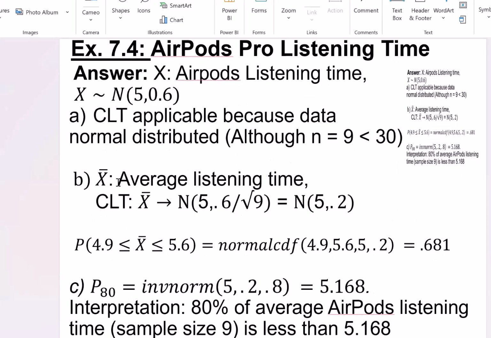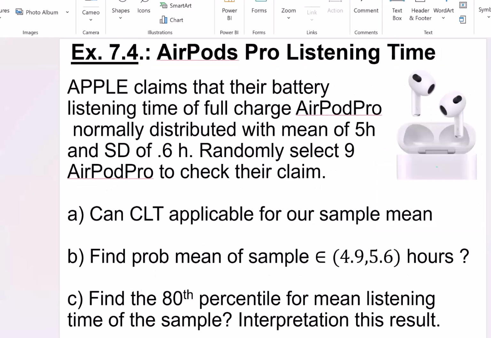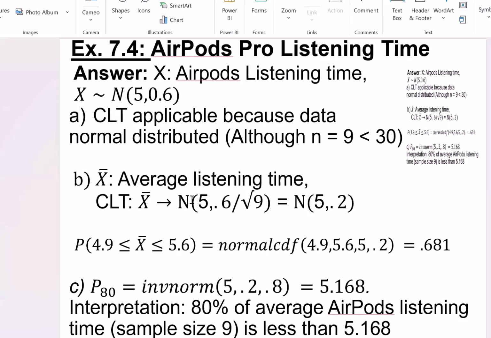And then X bar is the average listening time of 9 AirPods, and we can apply the central limit theorem. The central limit theorem tells us X bar follows normal with mean mu, which in this case is 5, and standard deviation sigma by square root of n. So in this case, it will be 0.6 divided by square root of 9 because we have 9 AirPods in our sample. So X bar follows normal with mean 5 and standard deviation 0.6 by square root of 9. We can make it more specific by doing this calculation, and you get normal 5, 0.2.